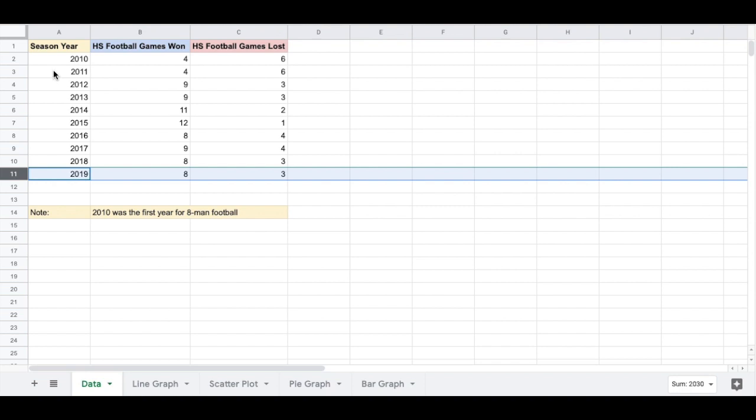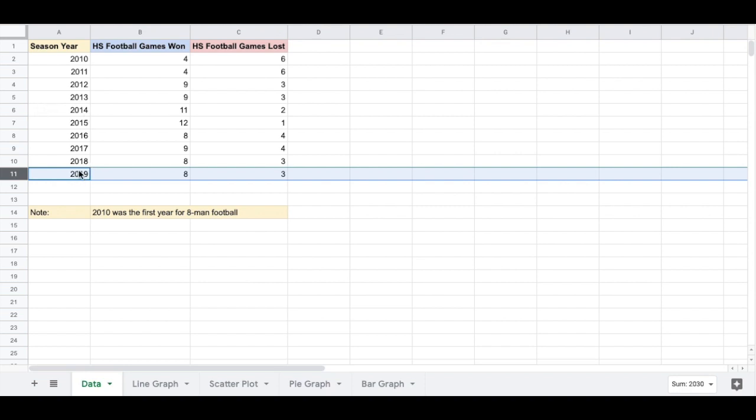Today we're going to be going over scatter plots, line graphs, pie graphs, and bar graphs. So to begin the lesson, we're going to talk about data. If you look at our screen here, we already have our data for these graphs. Our data is going to be Keota High School football from 2010 to 2019. If you look at this graph, we have the season year, the games we won, and the games we lost. In 2010, if you go over to games won, we won 4. If you go 2010 to games lost, we lost 6. And that's how you read your data.